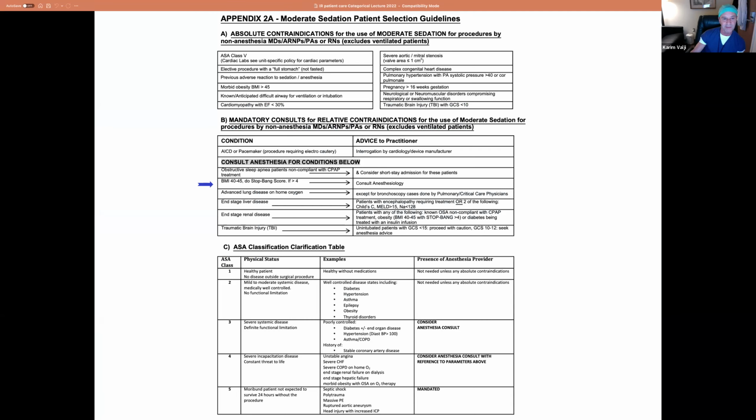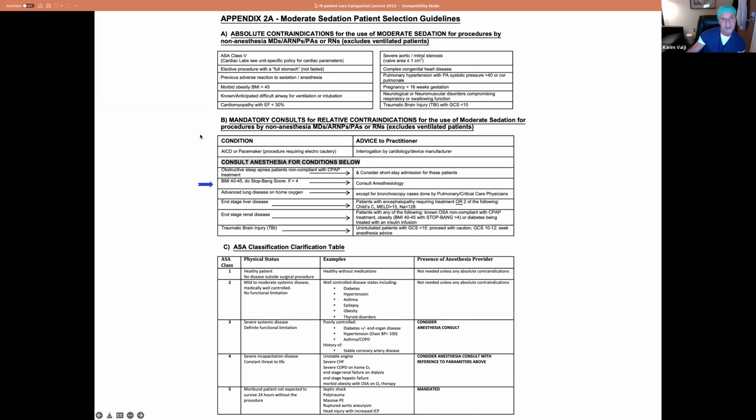Now, you're not going to remember all these things. This is the sheet, and you'll find these both online on our website and posted all over the IR rooms at all the hospitals. These are the selection guidelines for moderate sedation as dictated by anesthesia. These are the absolute contraindications. If a patient has these, radiology may not sedate the patient. It must be anesthesia. So the big ones here are previous bad reaction, morbid obesity, BMI greater than 45, history of difficult ventilation, EF less than 30%, pulmonary hypertension, systolic PA greater than 40, and then some others.